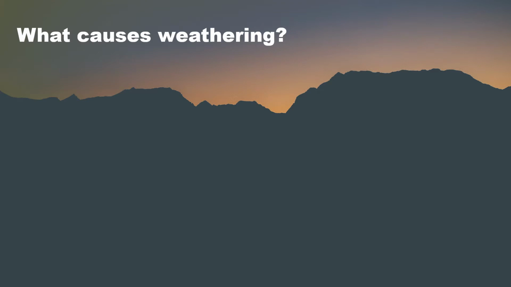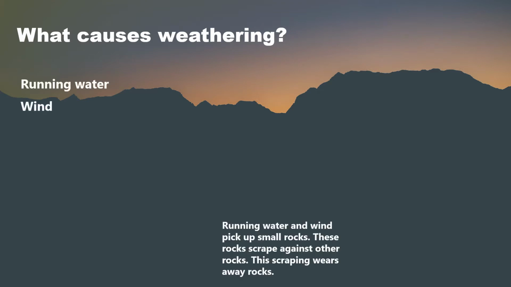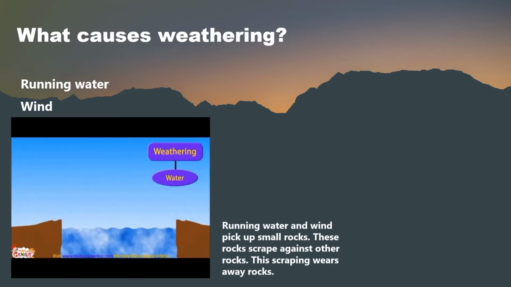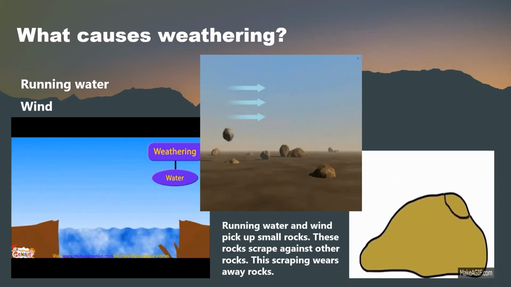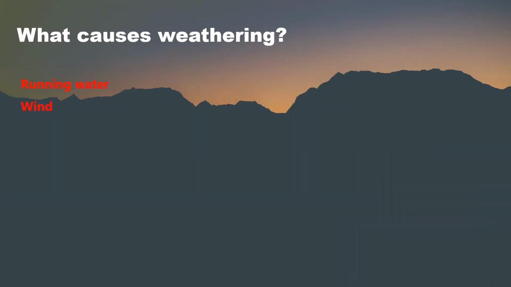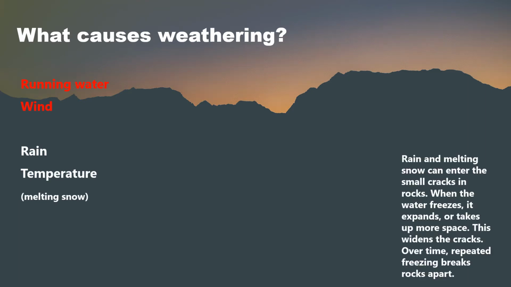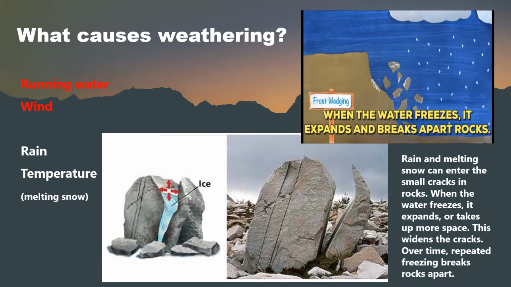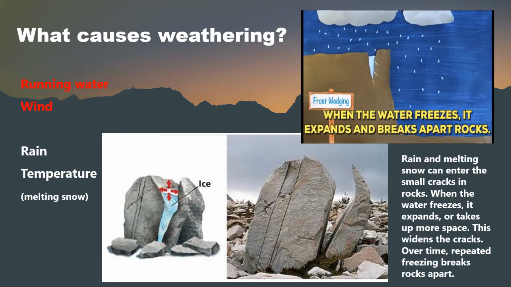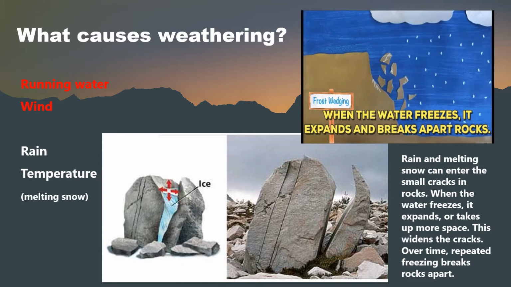What causes weathering or breaking of rocks? Running water and wind pick up small rocks. These rocks scrape against other rocks. This scraping slowly wears away rocks. Another cause of weathering is rain and temperature. Rain and melting snow can enter the small cracks in rocks. When the water freezes, it expands or takes up more space. This widens the cracks. Over time, repeated freezing breaks rocks apart.